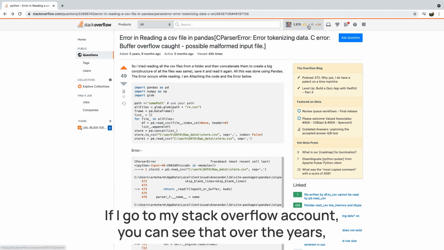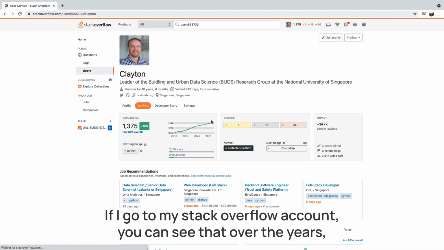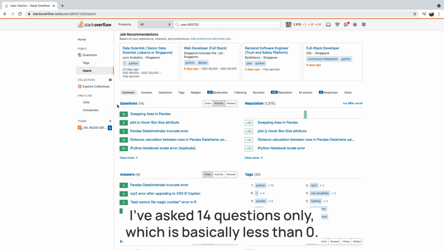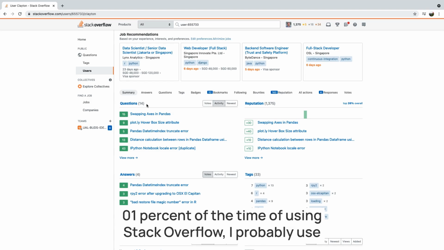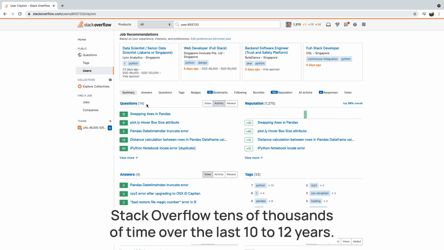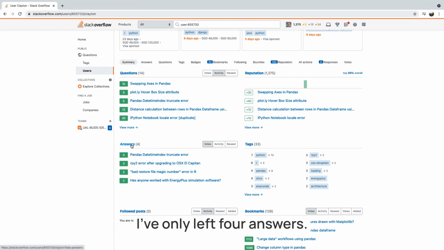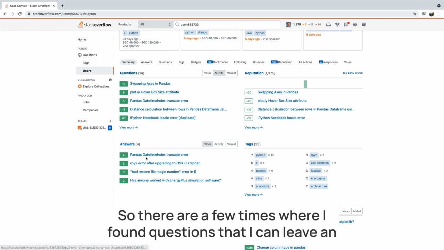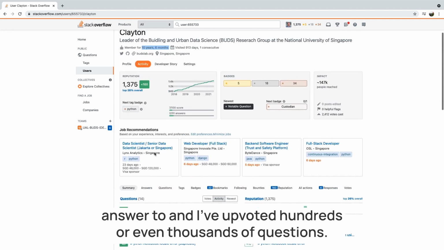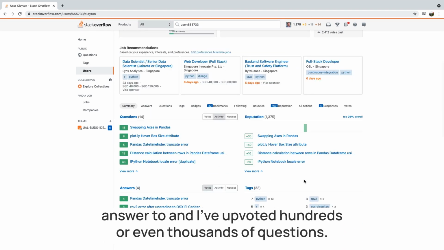If I go to my Stack Overflow account, you can see that over the years, I've asked only 14 questions, which is basically less than 0.01% of the time of using Stack Overflow. I probably used Stack Overflow tens of thousands of times over the last 10 to 12 years. I've probably used it so many times I can't even count. I've only left 4 answers, so there are a few times where I found questions that I could leave an answer to. And I've upvoted hundreds or even thousands of questions.